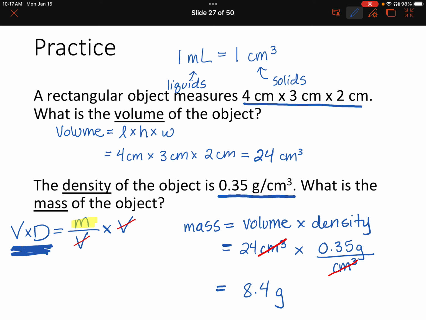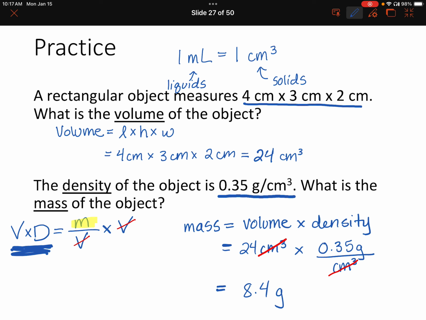All right, so this was a slightly different problem. We used a solid instead of a liquid. And instead of solving for the density, we were actually solving for the mass. So we rearranged our equation to solve for mass, and that gave us 8.4 grams.